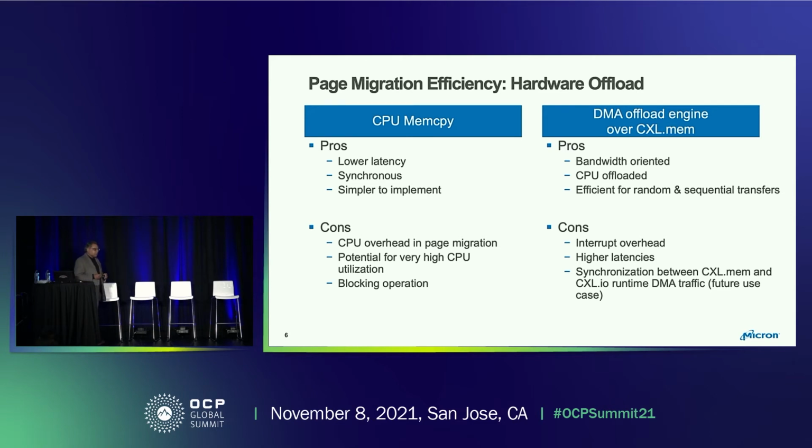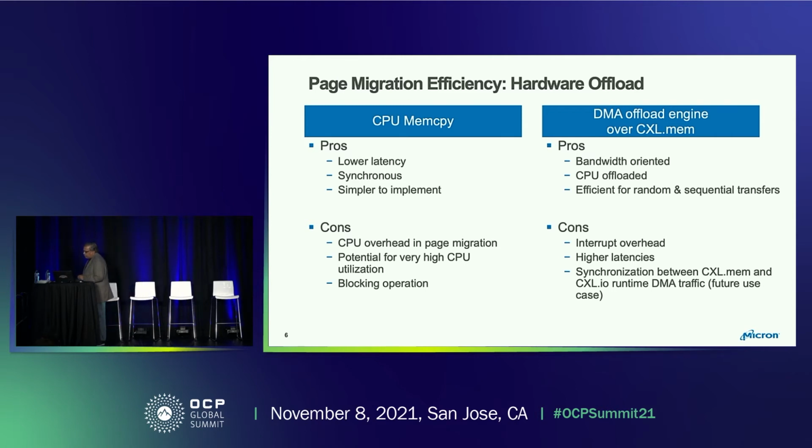And CPU memcopy is very popular, very easy to do. And as we started to work on it, we found that it works really well for cache line, low latency, synchronous access. But for page migration it is not entirely suitable. We were actually burning a lot of CPU cycles in managing page migrations with memcopy, and it was a blocking operation. And with this blocking operation, we were starting to lose some of the benefits of this end-to-end customer experience.